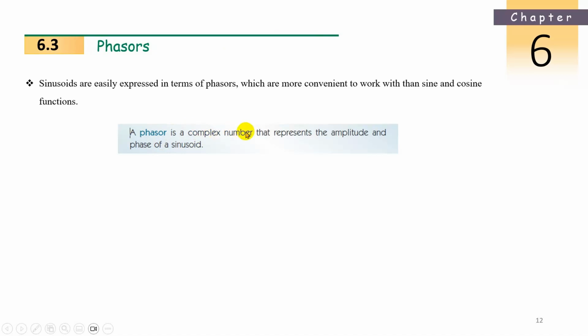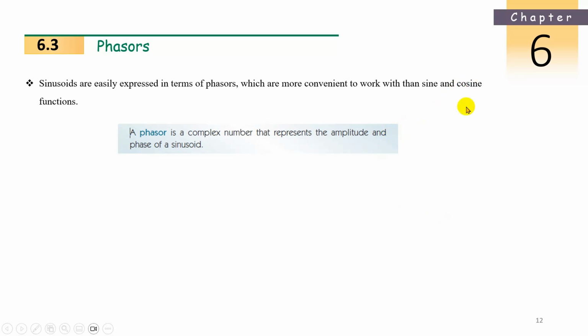A phasor is a complex number that represents the amplitude and the phase of a sinusoid. A complex number is generally a plus jb, something with a j format. It represents the amplitude and phase of a sinusoid. Here, it is telling amplitude and phase of a sinusoid, Vm cos(omega t plus phi).